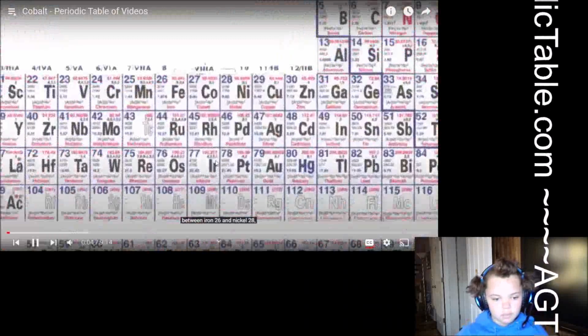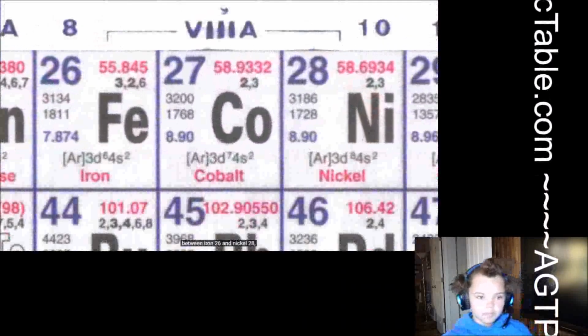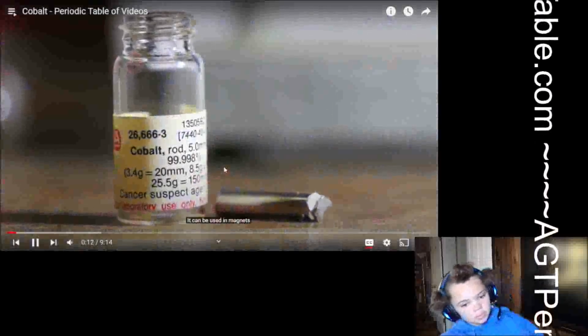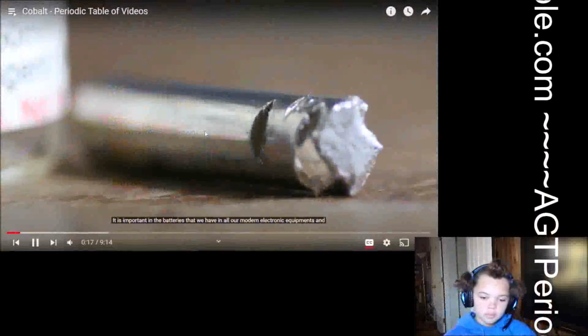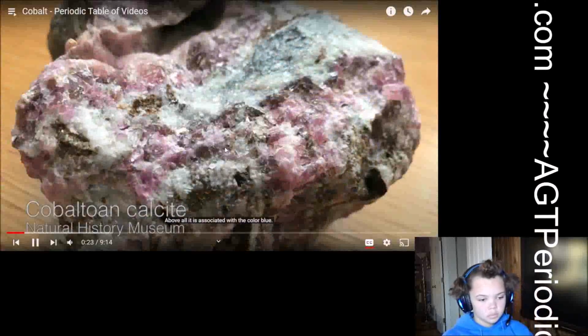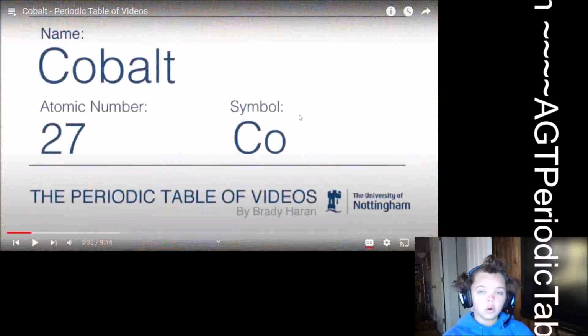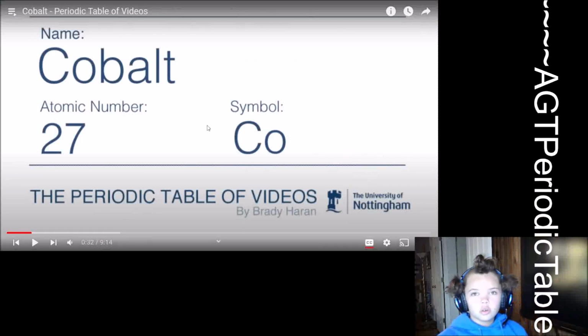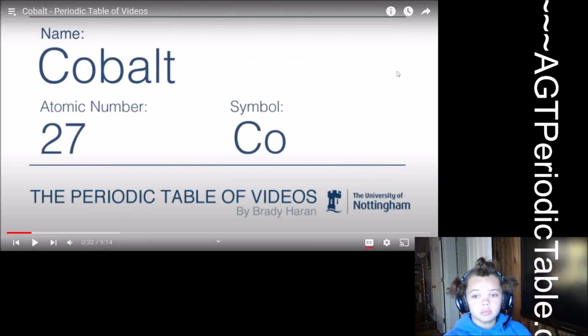Cobalt, element 27, sits between iron 26 and nickel 28, and like most elements, it's really quite interesting. It is a catalyst, it can be used in magnets, it is important in the batteries that we have in all our modern electronic equipment, and above all, it is associated with the colour blue. The element or its compounds has been known for a long time because it's been used for colouring glass. So, cobalt blue actually does come from cobalt, just like chrome yellow comes from chromium.